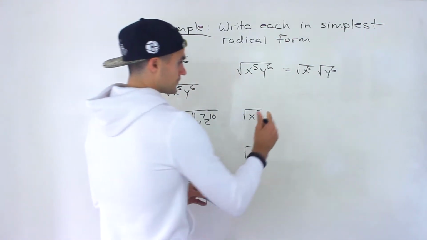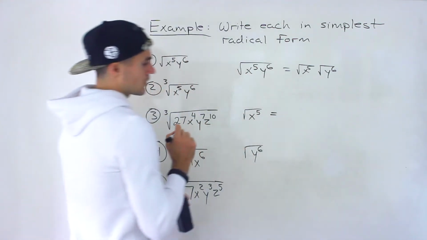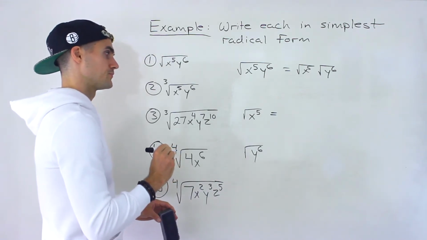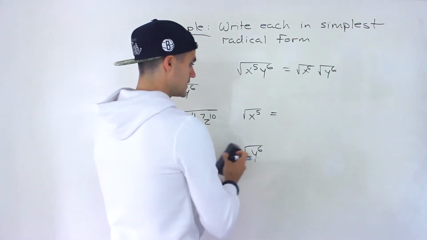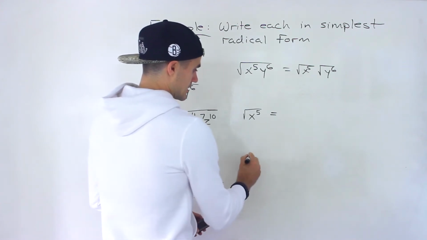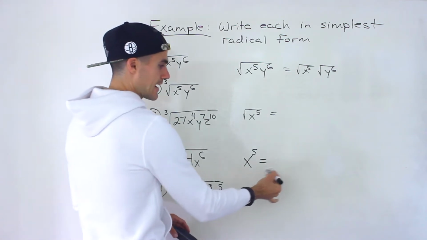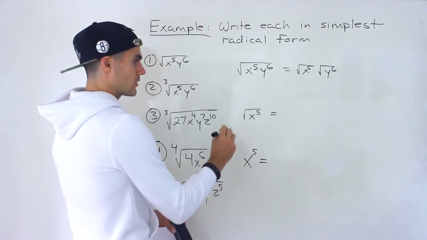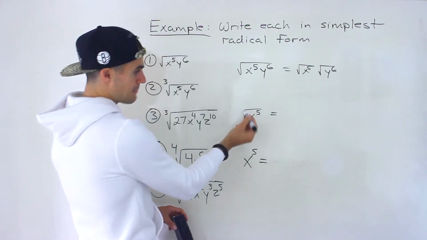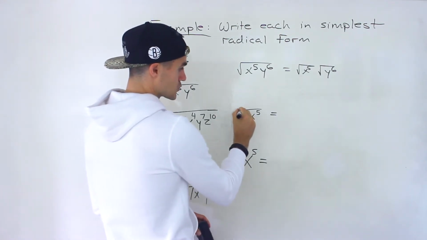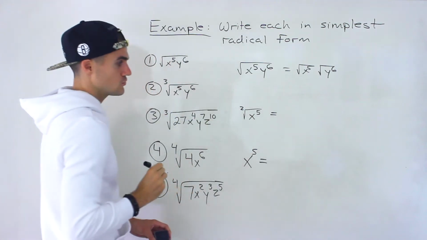And so here we have the square root of x to the 5. Now what you want to do here is take the x to the 5 and break it down. The way you want to break it down is dependent on what root is over here. Notice this is a square root, so there's like an imaginary 2 there.